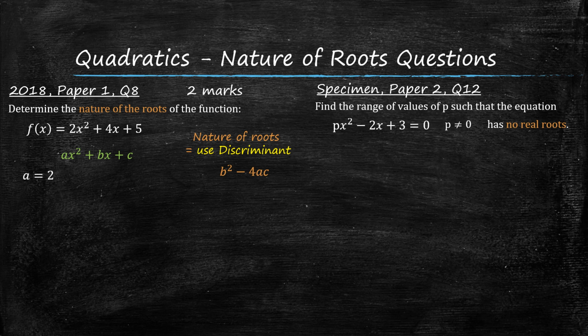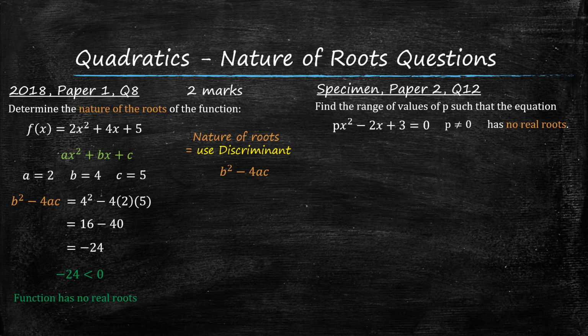Then we can read off a, which is equal to 2, b is equal to 4, and c is equal to 5. Now we can work out the discriminant, b squared minus 4ac, and that's equal to 4 squared minus 4 times 2 times 5, which is 16 minus 40, which is negative 24. Now, as negative 24 is less than 0, as our discriminant, b squared minus 4ac, is less than 0, this function has no real roots.